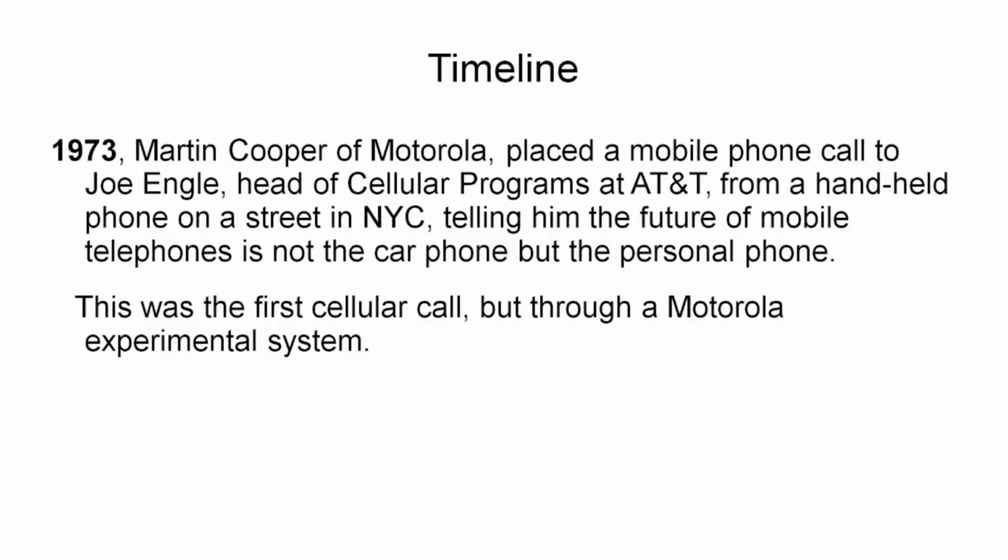In 1973, he placed a mobile phone call to Joe Engel, who was the head of cellular programs at AT&T, from that handheld phone on a street in New York City. And he told Joe Engel that the future of mobile telephones was not the car phone, but the personal phone. This was the first cellular call, but it was through a Motorola experimental system.